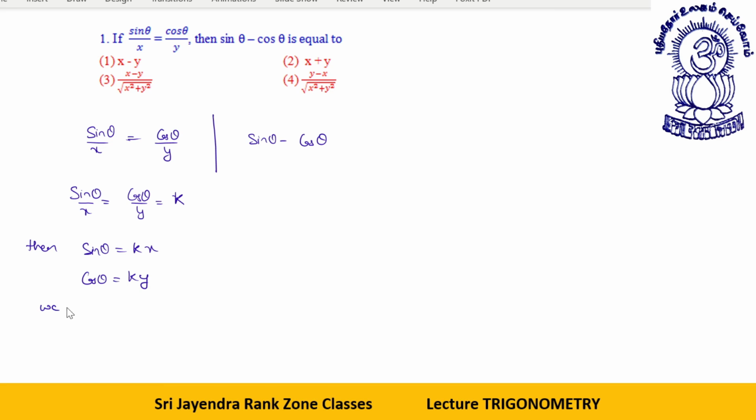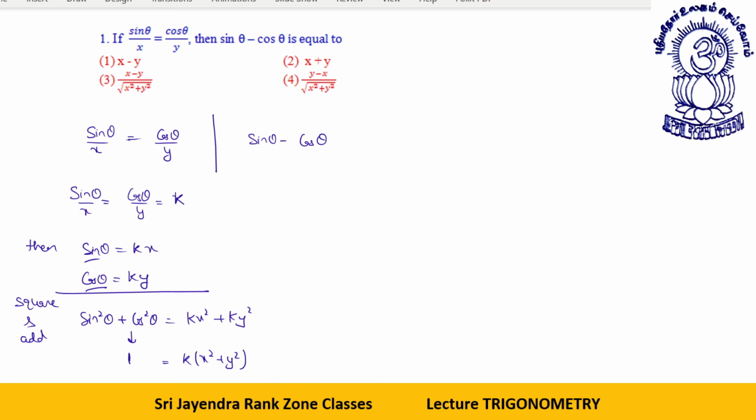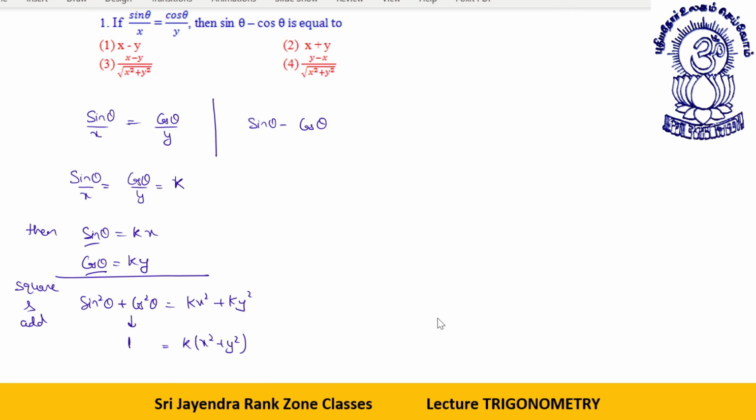We know what I'm doing. I'm doing square and add. So sin square theta plus cos square theta is equal to k square x square plus k square y square. From here, what do I get? This is the thing which I'm utilizing: sine and cos have a relation, which is converted into 1. From here, I can say k square is equal to 1 upon x square plus y square.